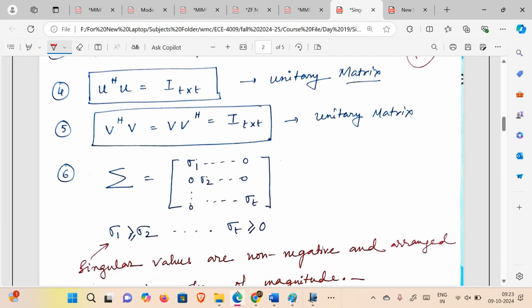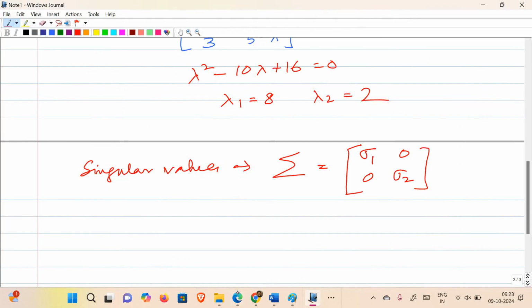Alright, my sigma looks something like this. So you have sigma 1 and sigma 2 as the two diagonal elements. So we want to consider that as well. Keeping in mind that my sigma 1 should be greater than sigma 2 as per the rule. This is what I was talking about. You can design your matrix but keeping the principles intact.